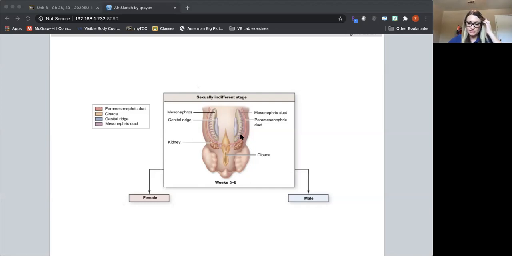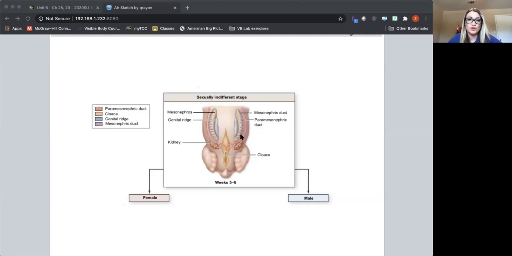So, a sexually indifferent stage: you can't tell the difference between a male and female just by looking at the reproductive structures. They look the same. At this point, both mesonephric and paramesonephric ducts are present. The mesonephric ducts are also known as the Wolffian ducts, and these are the male ducts. And then paramesonephric ducts are also known as the Mullerian ducts, and these are going to form the female duct, okay?